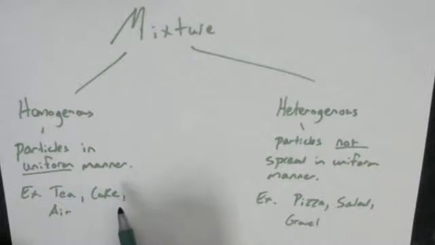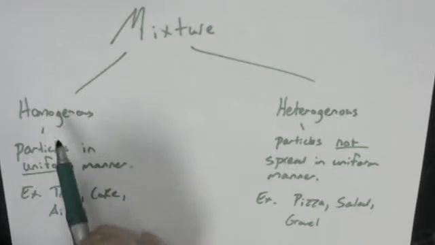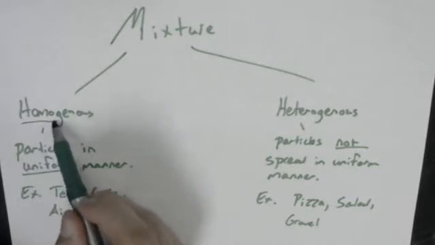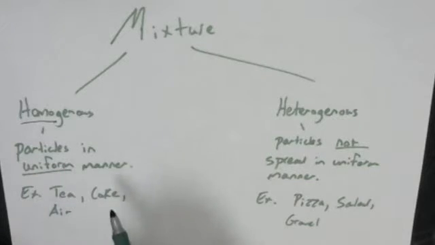Coke would be a good example. Air, as you see right here, you can't see the different particles of air, but we know that nitrogen, hydrogen, oxygen, all those different things make up air. So we can't see it because it's a uniform mixture, a uniform manner. All right, that's homogeneous. Homogeneous means the same. All right, so all the parts are going to look the same.